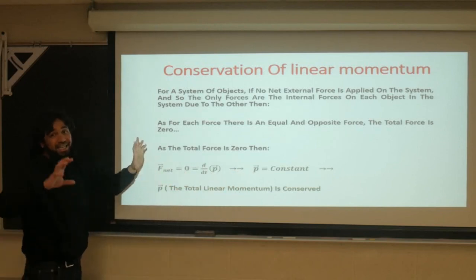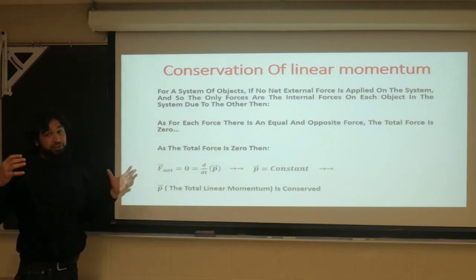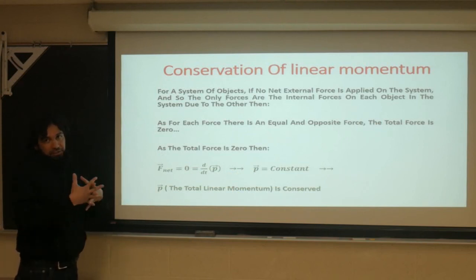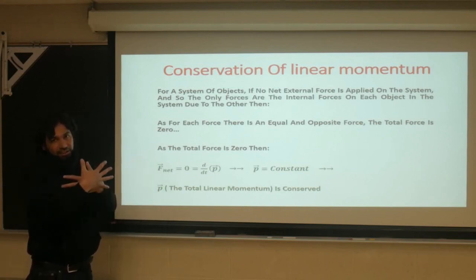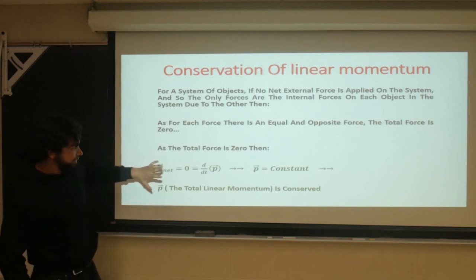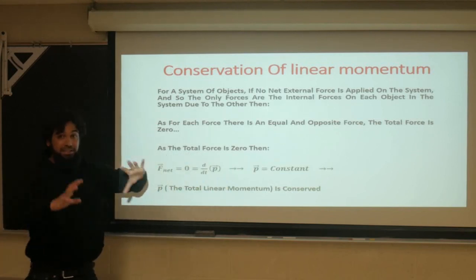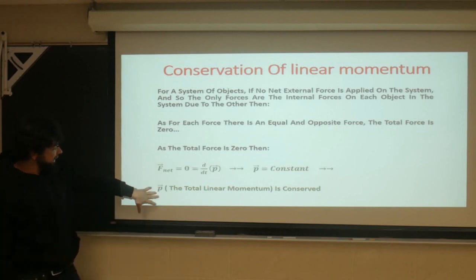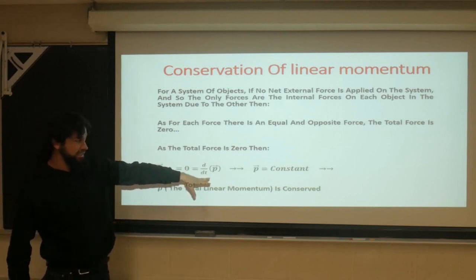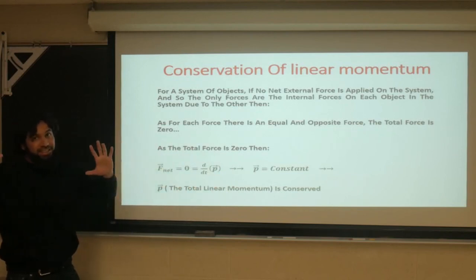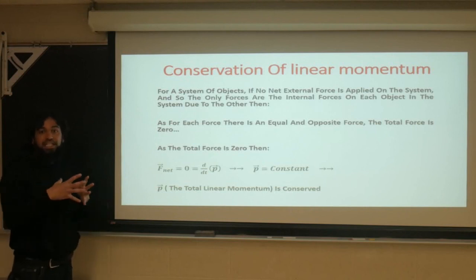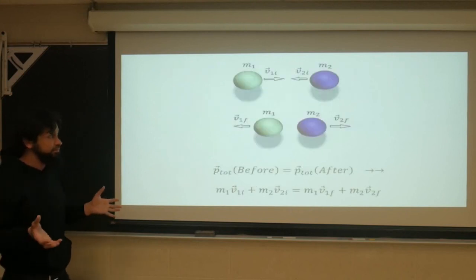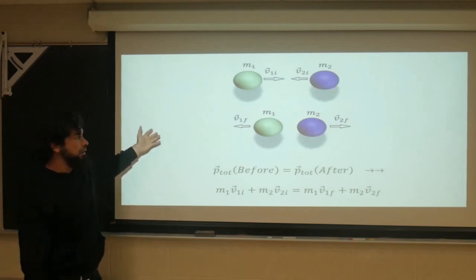So if no net external force is applied on the system, just internal forces, we know from Newton's third law that for every force there is another force, action and reaction, and they cancel each other totally. The total force will be 0, and then the momentum will be constant for this system of objects. So the total linear momentum P will be conserved. If we have external forces, it will not be. But if there is no net external force on the system, then the total linear momentum will be conserved. This is an example of a case that could happen.